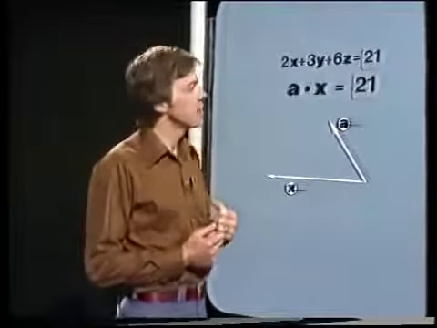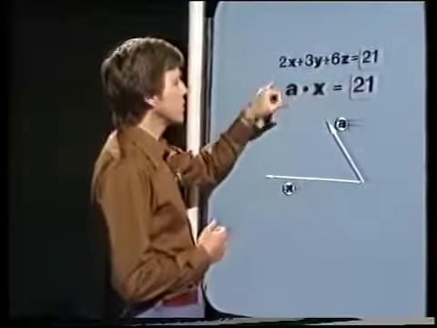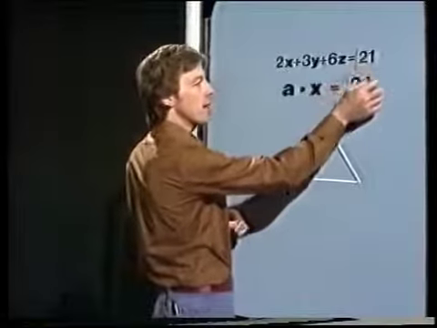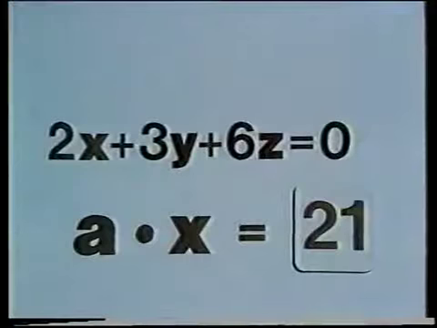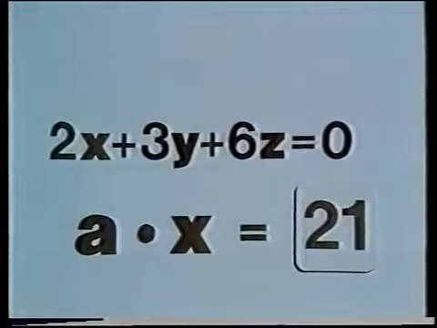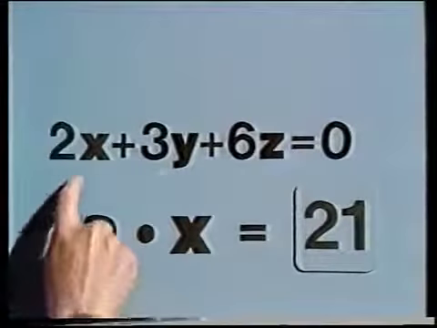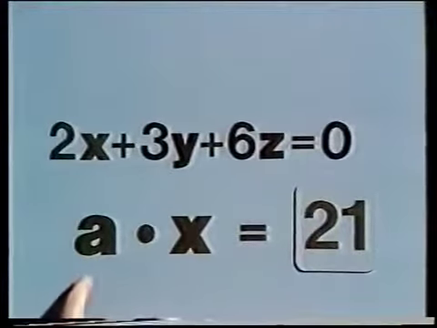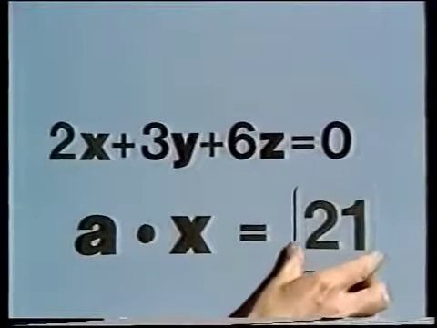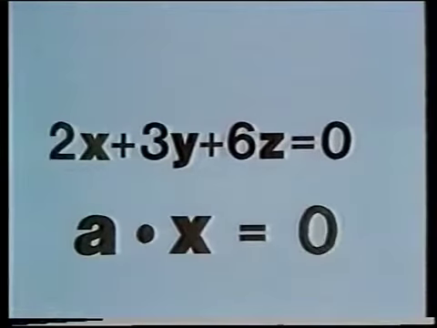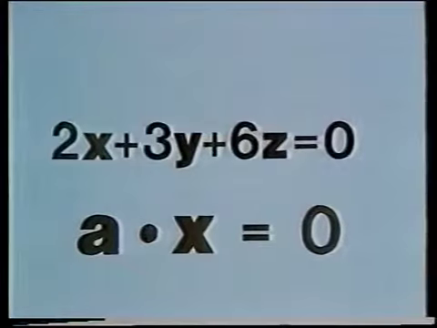And what we're going to do in this case is to look at a very similar equation, the one you get just by replacing this right-hand side by 0. You see, this is a very similar equation, but much simpler. And the effect on the vector equation is just to make it take that form, a dot x equals 0.